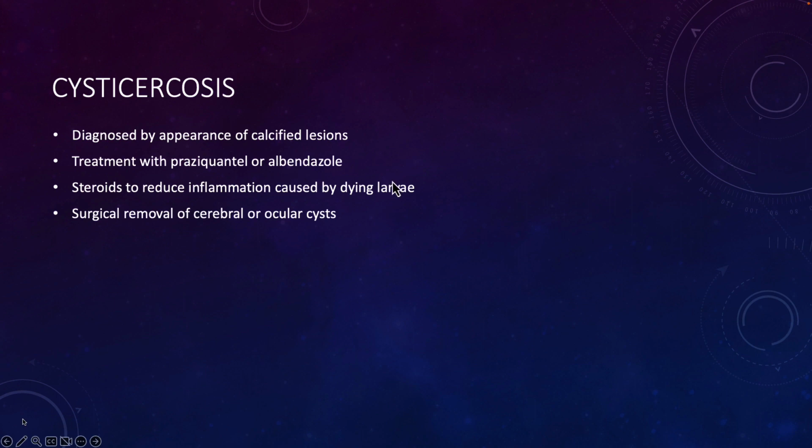Treatment is difficult because, again, a lot of treatments don't always work against larvae, but a couple of these drugs do work okay against some of these tapeworm larvae. And as they die, that causes a lot of inflammation. So steroids could be prescribed to help reduce some of that inflammation. And if necessary, surgical removal of cerebral or ocular cysts.